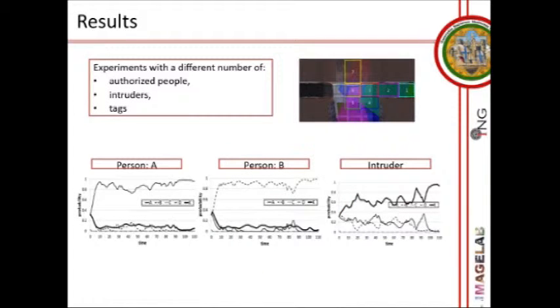We performed several experiments, mainly synthetic, with a different number of authorized people, intruders and tags. We can see a popular scenario in the faculty. We divided this wide area in different areas, and I show you the results for a simple case where there are 2 persons, A and B, and 1 intruder. From the graphs below, we can see that the system is pretty sure that one person is the person named A, the other person is the person named B, and the 3rd person is in fact an intruder.